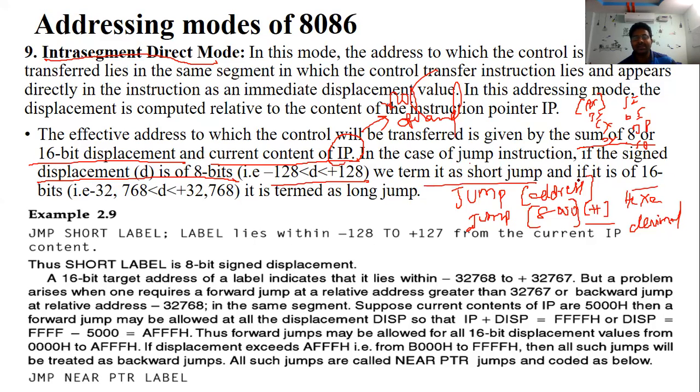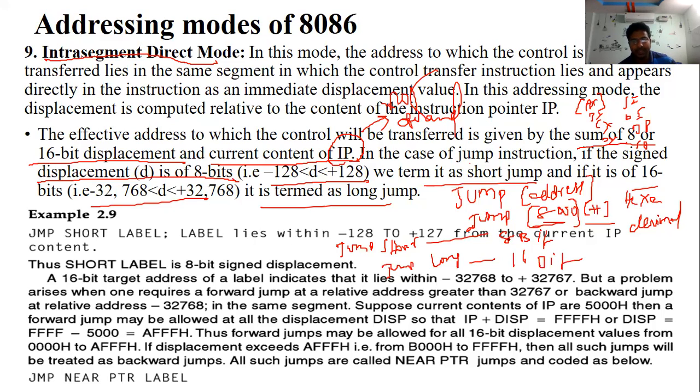Or otherwise, the displacement is 16 bits, and in that case the range is minus 32,768 to plus 32,768. This is the long jump. So you can jump in two ways: a short jump and a long jump. Who decides long and short? If it is 8 bits, it is a short jump; if it is 16 bits, it is a long jump. Simply remember this.